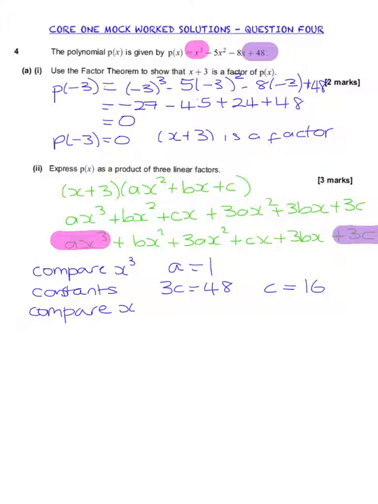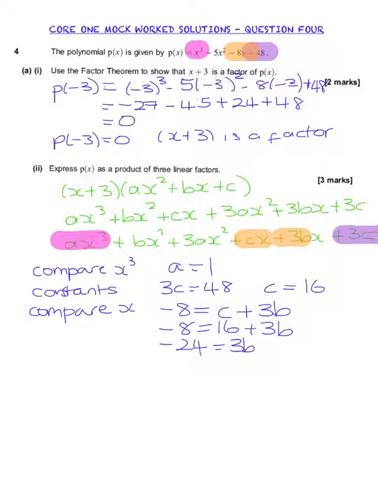We can then compare the x terms, so minus 8 is equal to c plus 3b. And we know that c is 16, so minus 8 is equal to 16 plus 3b, and b is equal to minus 8.